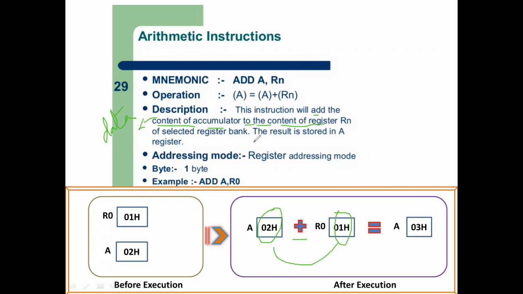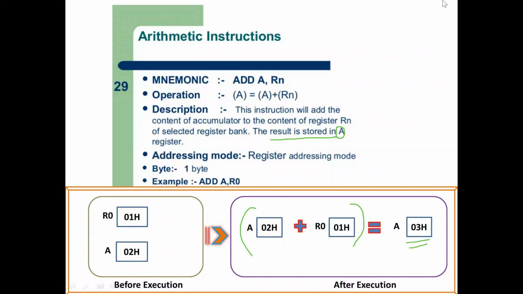Since we have used a register, we have to say that it is register R, and you have to say the register bank. By default, we have bank 0. If I want to take the data from bank 1, then you have to program your PSW register. That we have already seen. After the operation is done, the controller will automatically store the result in the accumulator.